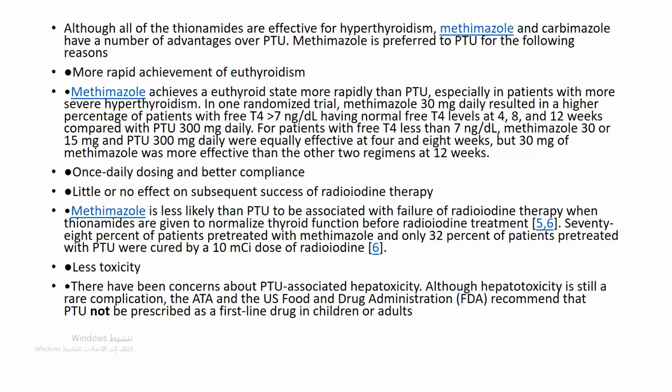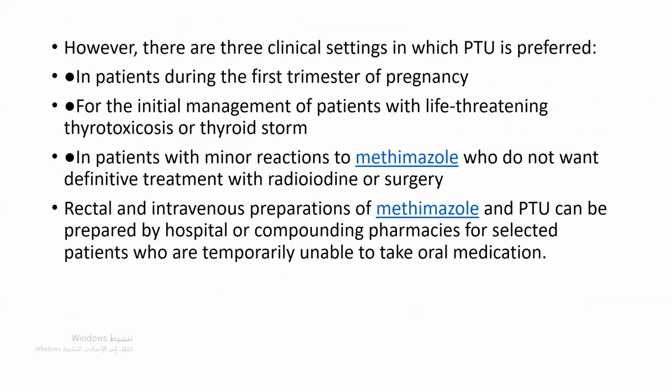It is less toxic. There has been concern about PTU-associated hepatotoxicity. Again, hepatotoxicity is one of the major side effects related to PTU. That's why it is not the first option. The first option is to go with methimazole or carbimazole. Although hepatotoxicity is still a rare complication, the ATA and FDA recommend that PTU not be prescribed as a first-line drug in children or adults.